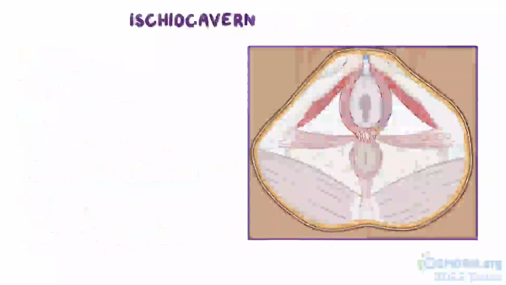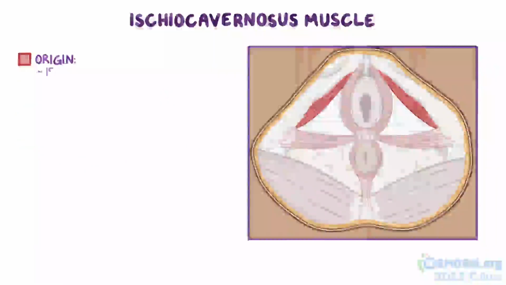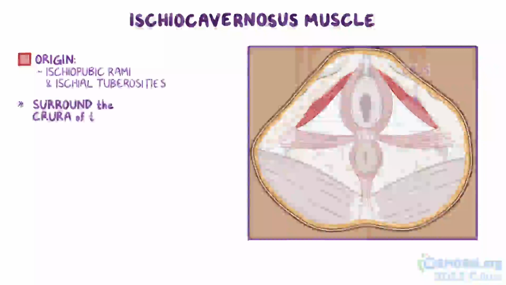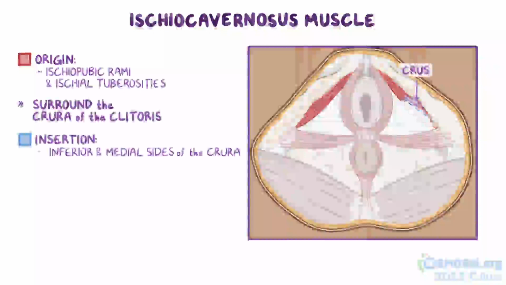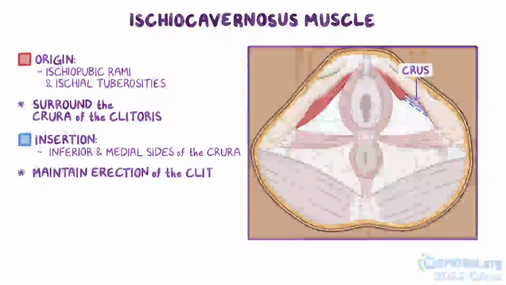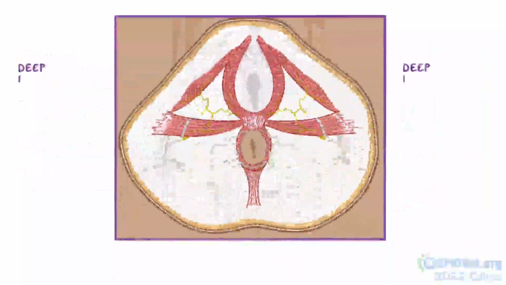Lastly are the ischiocavernosus muscles, which originate from the ischiopubic rami and the ischial tuberosities, and surround the crura of the clitoris to insert into the inferior and medial sides of the crura. These muscles maintain the erection of the clitoris by compressing the veins that drain it. The superficial perineal muscles are innervated by the deep perineal nerve.